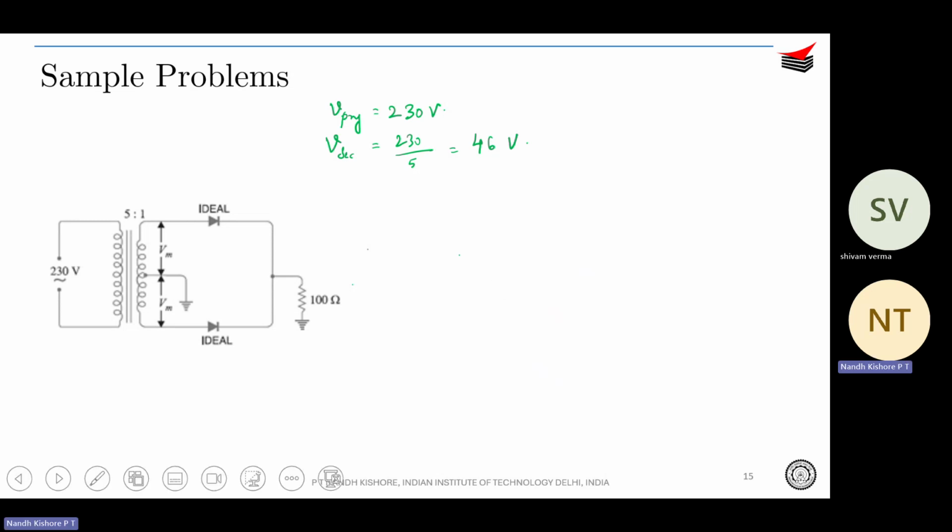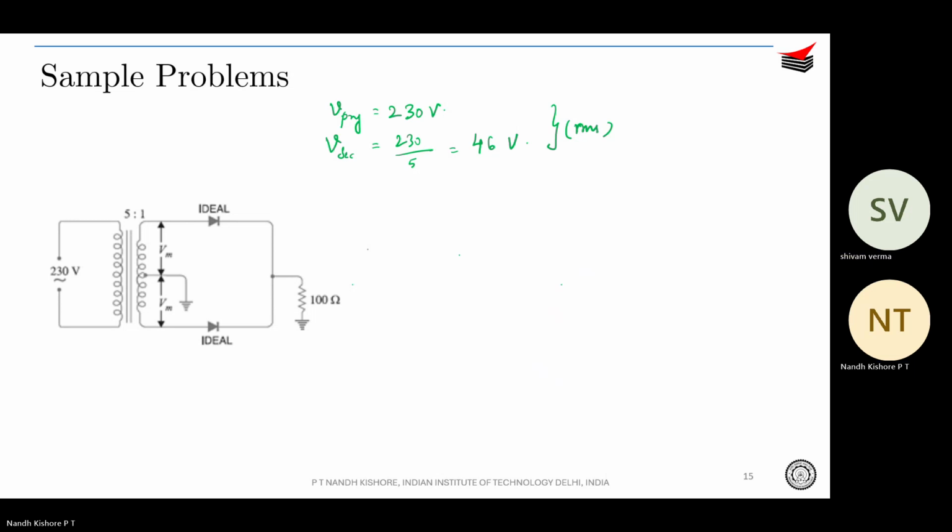So this is all still in RMS. To find out the peak inverse voltage, you have to, of course, go for the peak voltage. We will do that later, but yeah, V secondary is 46 volts.